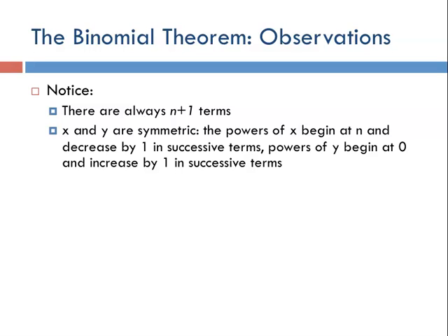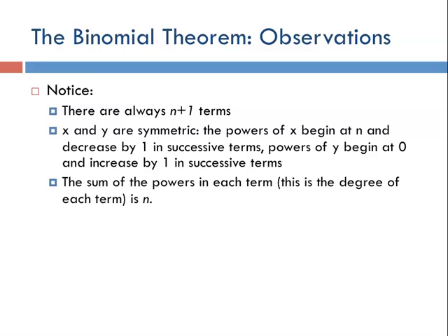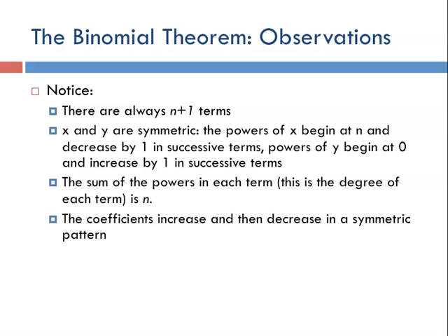Okay, and then we talked about the powers of each term. The sum of those powers are always the same. So the sum of the powers in each term, or the degree of each term, is always n. So if we were doing x plus y to the third, if you add the degrees of x and y within each term, it always equaled 3. And lastly, we talked about the coefficients, how they increase and then they decrease, but they also do so in a symmetric pattern.